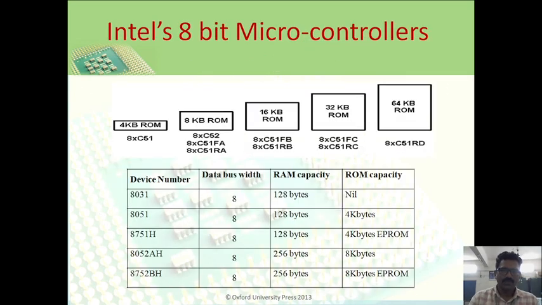32 KB ROM. You can see here, the first, 8XC51, has 4 KB of ROM, and 8XC5152, 8XC51FA has 8 KB of ROM. This one has 16 KB of ROM, then 32 KB, 64 KB. Here ROM indicates the program memory.